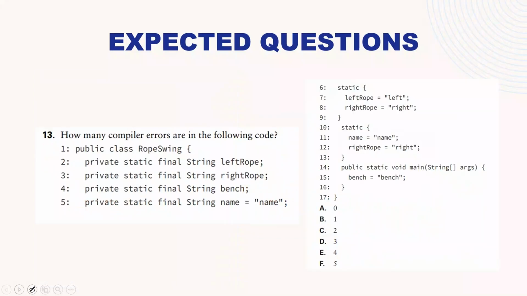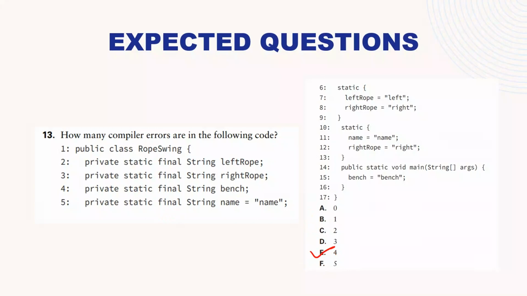Question number 13. In this case, how many compiler errors are in the following code? There is some code written here: static final String leftRope, static final String rightRope, static final String bench, static final String name equals name, and then there are 2 static initializer blocks, and then there is this main method. By reading through the options and the code, I would say that the correct option in this case is E, which is 4.